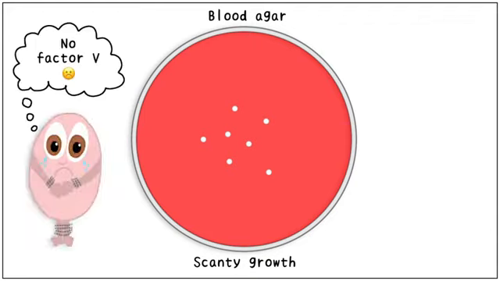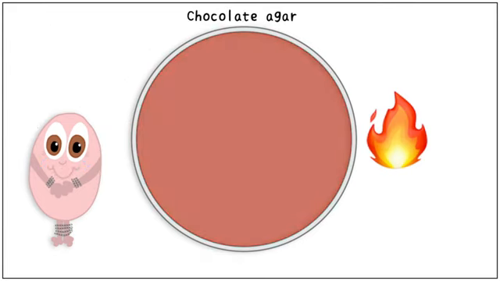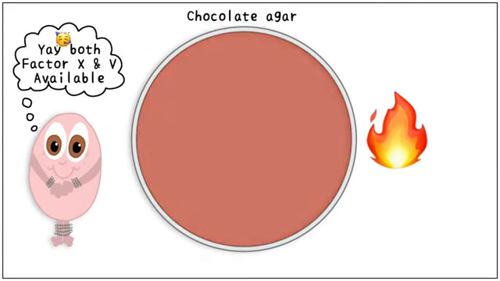To culture Haemophilus, if we use blood agar, very scanty growth is obtained. This is due to the lack of factor 5, which is trapped inside the RBCs. To make the media more favorable for the growth of Haemophilus, we heat the blood agar to obtain the brown colored chocolate agar. Haemophilus is very happy now because both factor 5 and 10 are available.